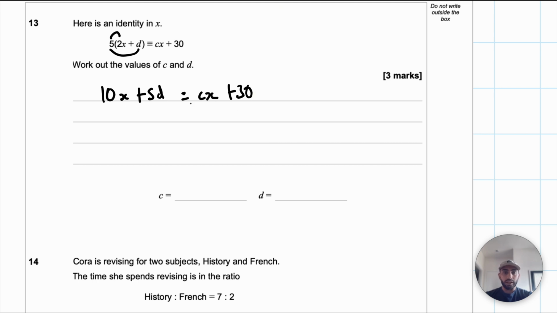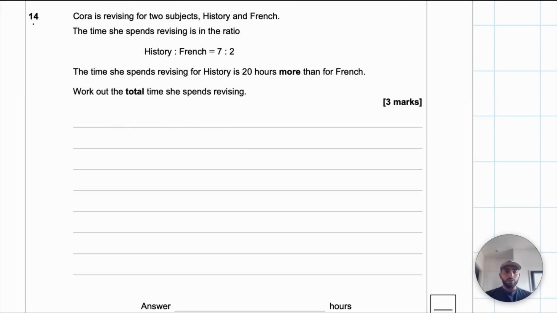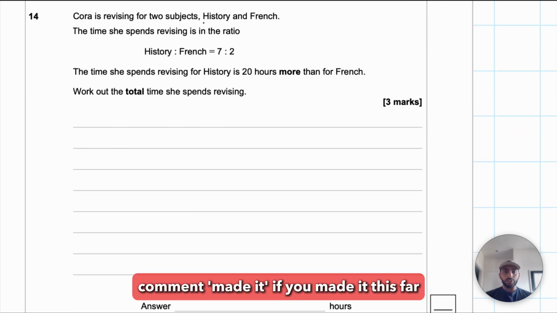The bit that relates to the x is this 10 and this c. That's telling me that 10 is equal to this c, so c is 10. Then we've got this 5d, which is going to be equal to this constant, this 30. So 5d is equal to 30, d is multiplied by 5, so we divide by 5, d is equal to 6.